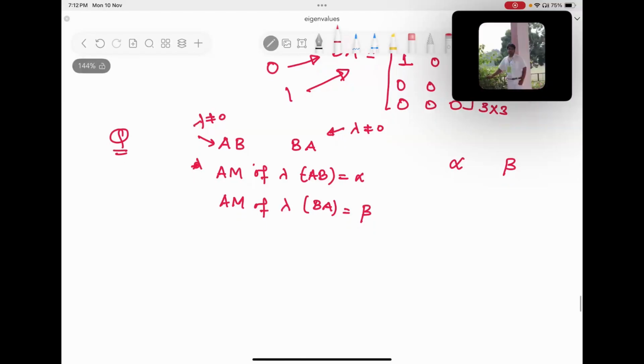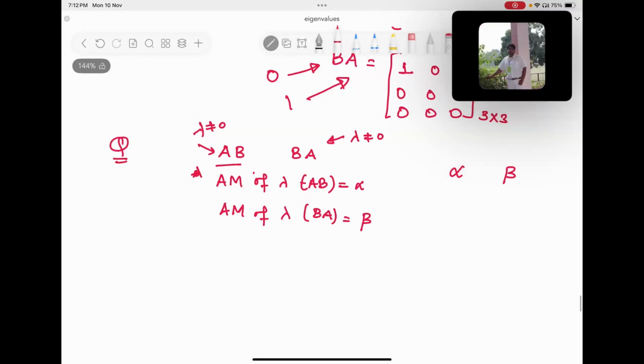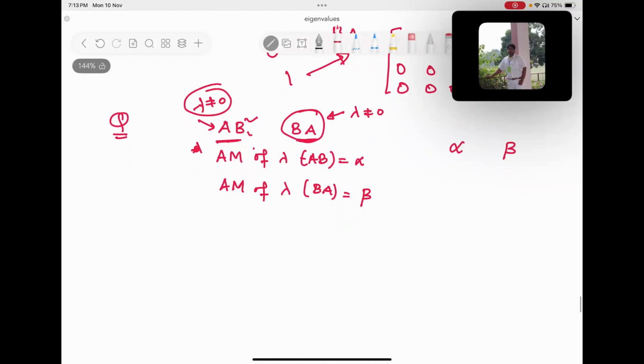Let me repeat the question. You have just seen that AB and BA both have the same non-zero eigenvalues, right? So suppose this non-zero lambda is an eigenvalue of AB, and the same lambda is an eigenvalue of BA. In the AB case, the algebraic multiplicity of lambda is, say, alpha, and in the BA case, the algebraic multiplicity of lambda is beta. So what can you say about alpha and beta?